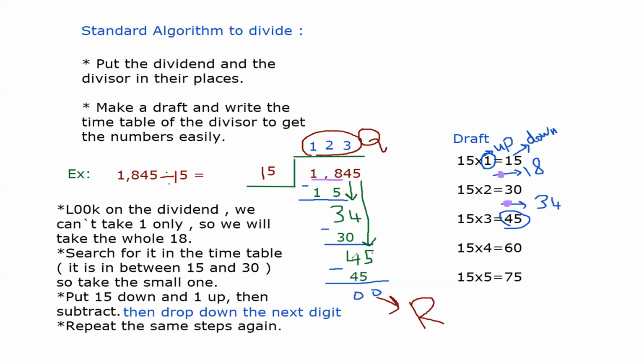4 minus 0 equals 4, 3 minus 3 equals 0. Now we have 4 and we are going to drop 1 number, which is here 5. So drop down 5, now it's 45. Can you find 45? Yes, it's here. It means that we will put the 3 up and 45 down, so 0, 0 is the subtraction result. It means that we don't have any remainder. The remainder is 0, but the quotient becomes 123. Let's solve another example together.